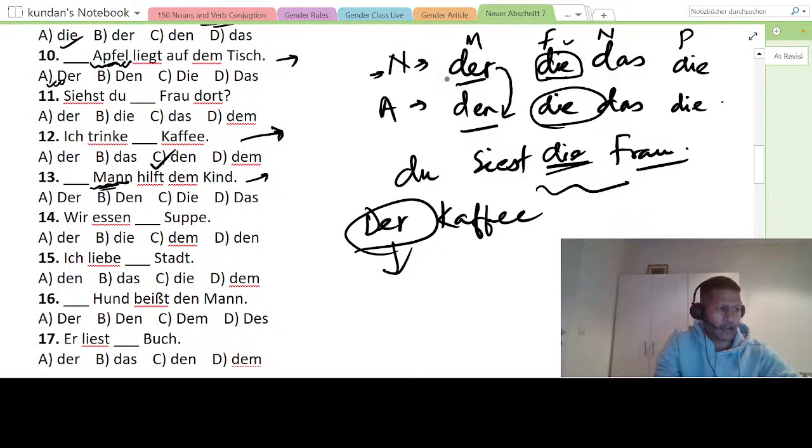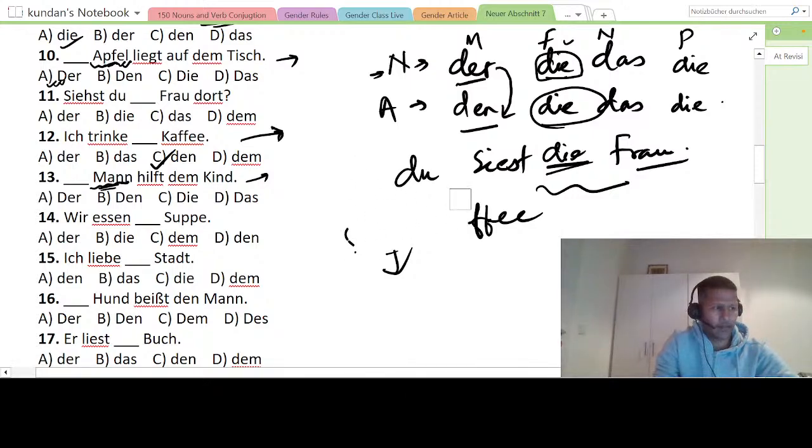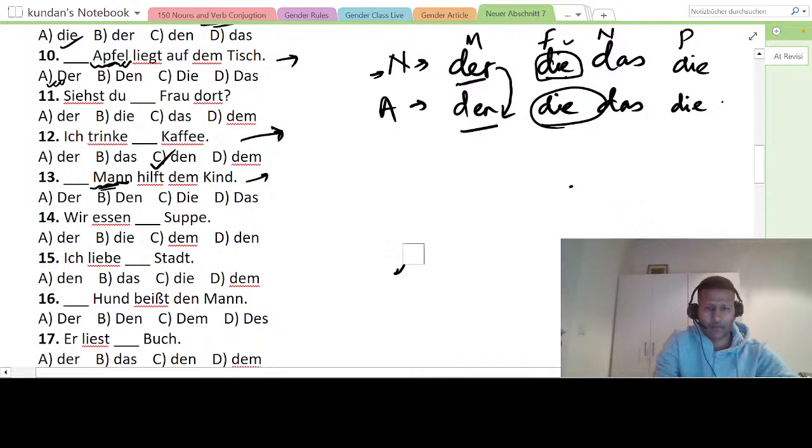Are you guys getting it, or are you finding it difficult? Guys, please put in the chat. So this will be der Mann. So the right answer is A. Der Mann. And now question number 14. Wir essen die Suppe. So this is accusative, and Suppe is what?